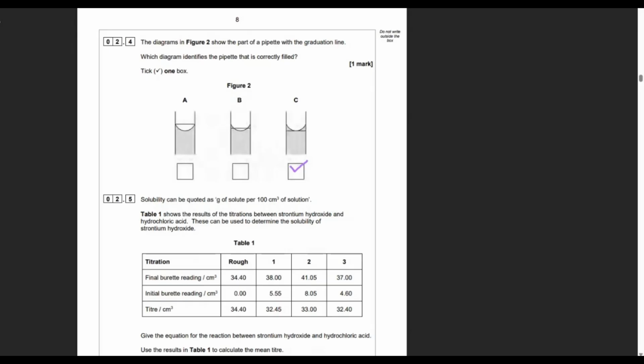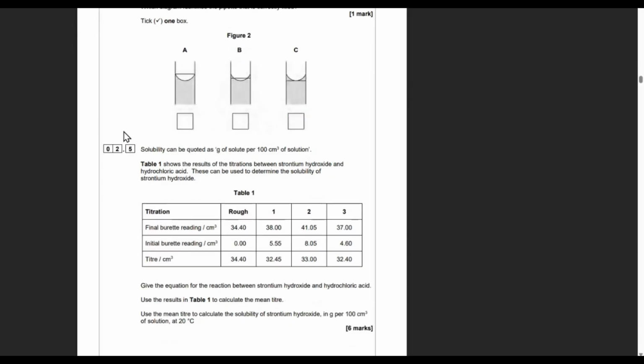Okay, let's move on. Don't know why it's coming out in purple, but there we go. 2.5. Solubility can be quoted as grams of solute per 100 centimeter cubed of solution. Table 1 shows the results of the titrations between strontium hydroxide and hydrochloric acid. These can be used to determine the solubility of strontium hydroxide. So we want to find out how soluble strontium hydroxide is.